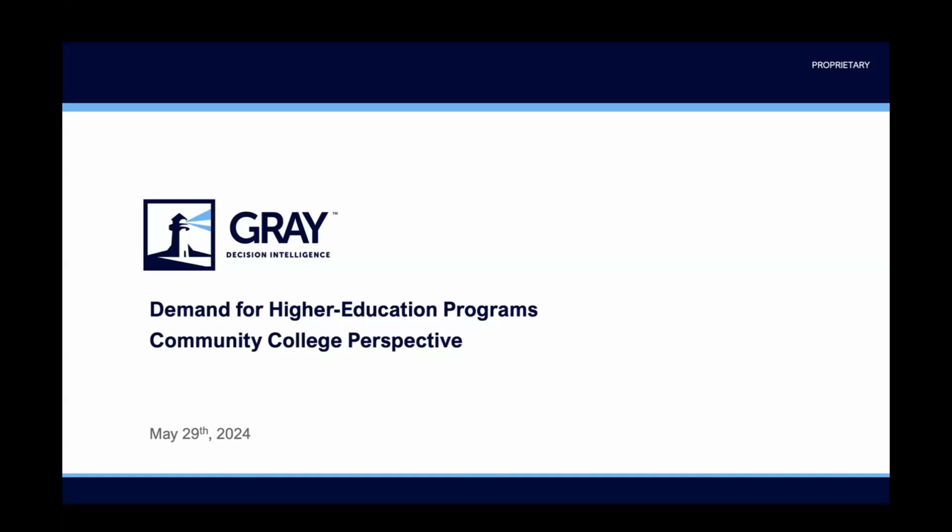It's an opportunity to gain insights into labor market data for program evaluation and use data to debunk common myths about community college programs.